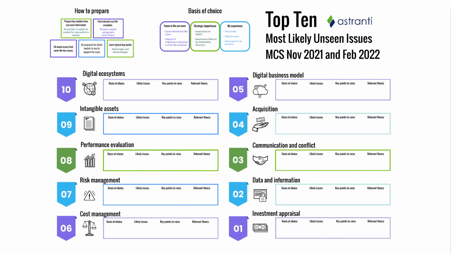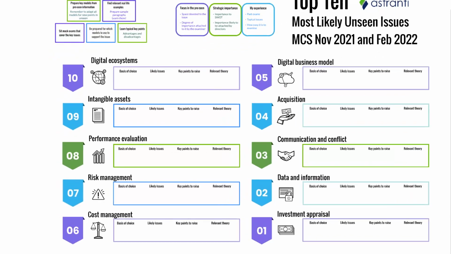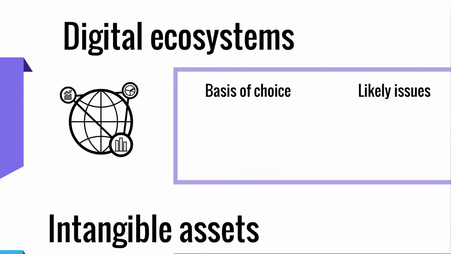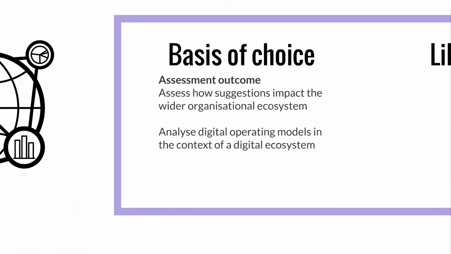So with introductions out of the way, let's start by looking at our first top 10 issue, which is digital ecosystems. So why have we chosen digital ecosystems? Well, the assessment outcome in the CIMA blueprint does say that we are expected to assess how suggestions made by senior management may impact the wider organizational ecosystem, and also be able to apply digital operating models in the context of a digital ecosystem. So this is all about our E2 topics on ecosystems, on digital operating models.